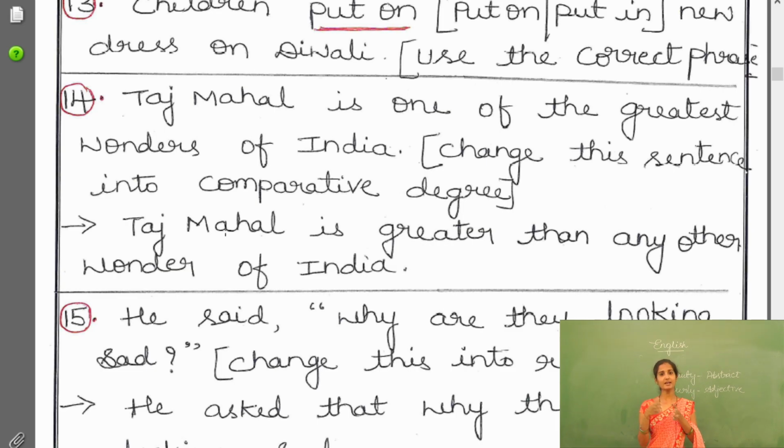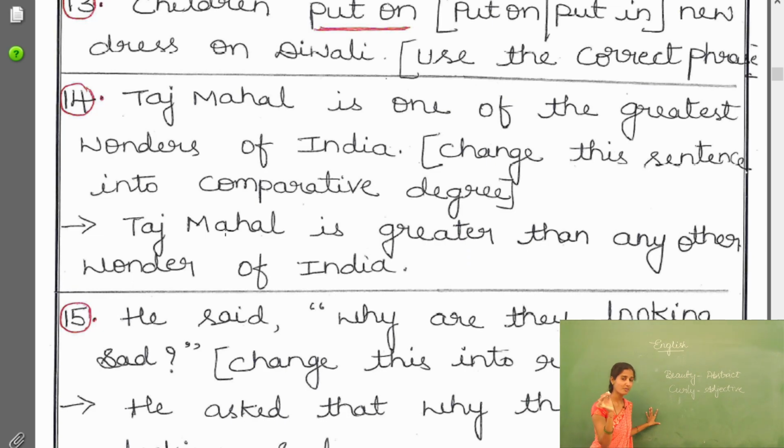Great, greater, greatest. Here they have asked you to frame the comparative degree. So greatest will become greater. The comparison is between the Taj Mahal and any other wonders of India. I have told you, when the positive comes, you have to use "no other" and the comparative uses "than any other". And the answer will be there.